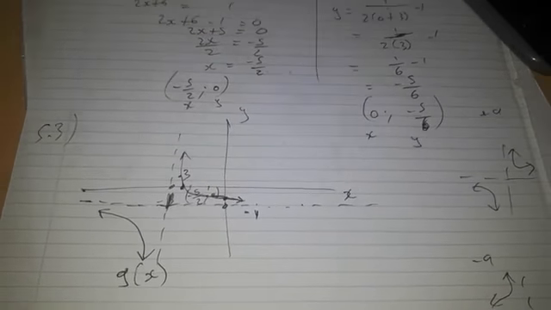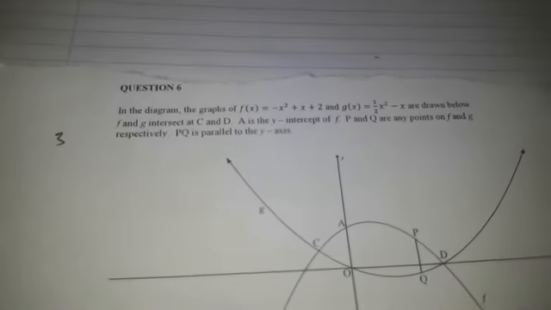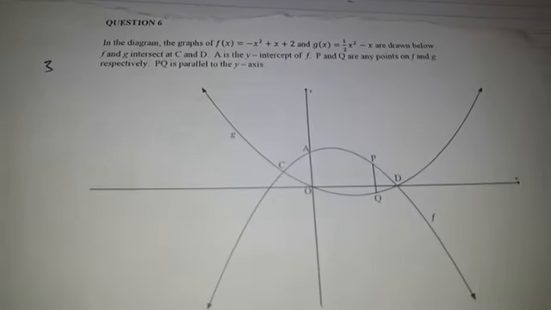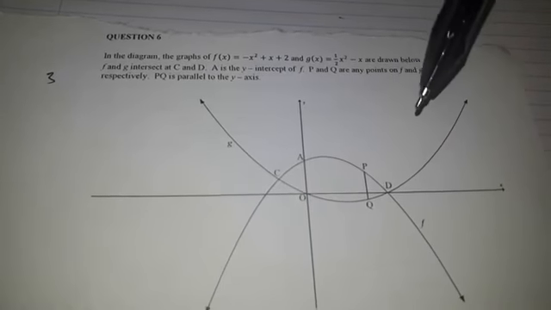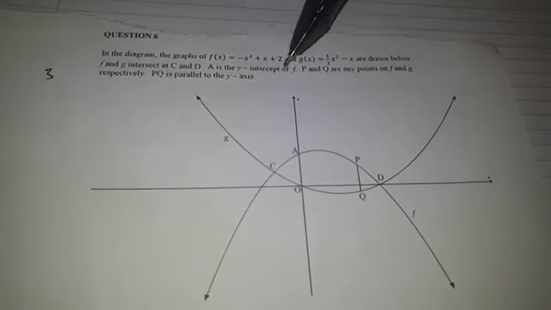So let's move on to question number 8 now. I don't know why I said question number 8, whereas it's actually question number 6. With question number 6, we have a graph here. And in this question, they said here the diagram of the graphs of f and g, with these two equations.